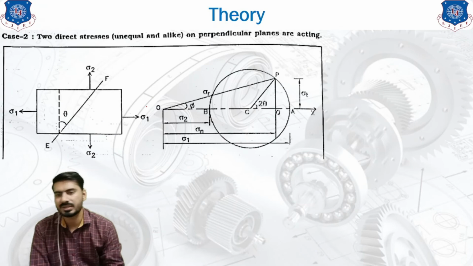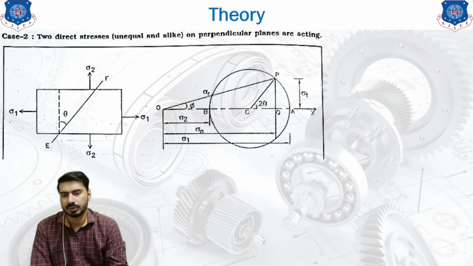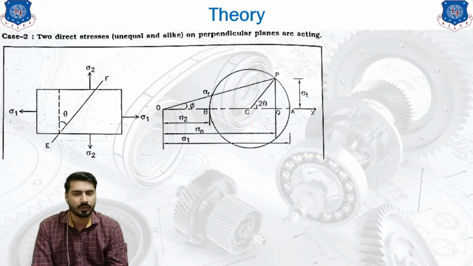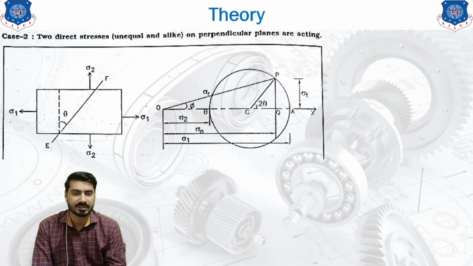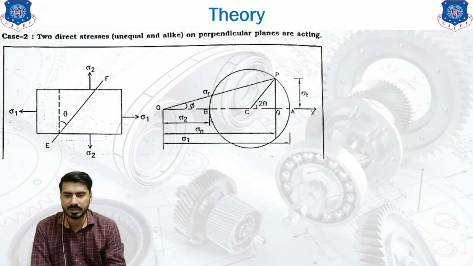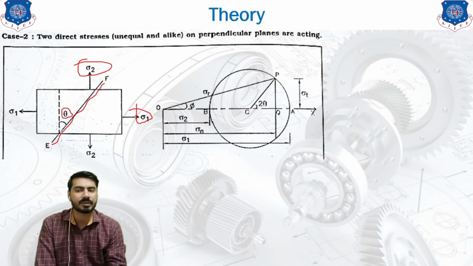So we are going to discuss this case number 2, where the body is subjected to two direct stresses on perpendicular planes. Here the first stress is sigma 1 and the second stress is sigma 2. Both the stresses are acting on the body. We need to find out the sigma n, sigma t and sigma r on this plane EF, which is located at the theta angle from the reference vertical line.